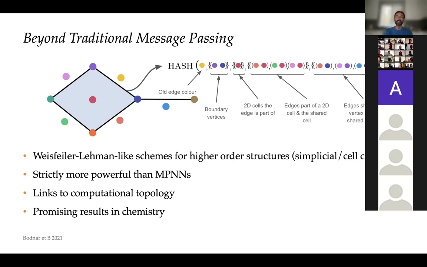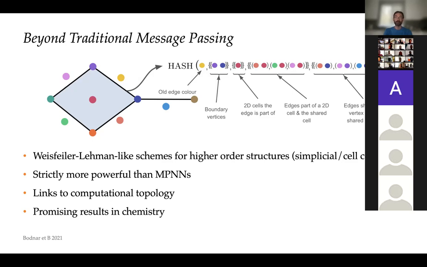Well, here, of course, I'm biased. I show a picture from our own work. This is a collaboration with the group of Pietro Liò at Cambridge, the work of Cristian Bodnar and Fabrizio Frasca, who is, I think, giving a seminar on this topic later today. So I don't want to steal his thunder, but basically we developed Weisfeiler-Lehman-like schemes for higher order structures, in particular for simplicial complexes.